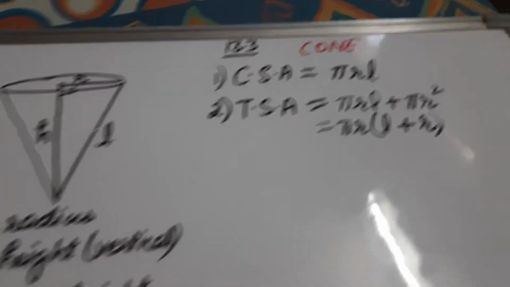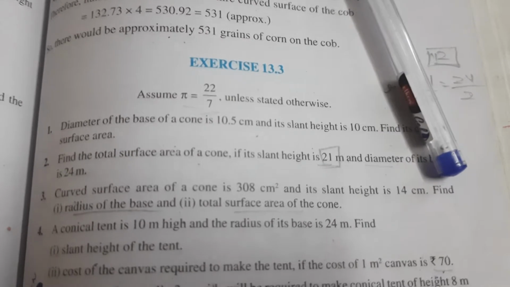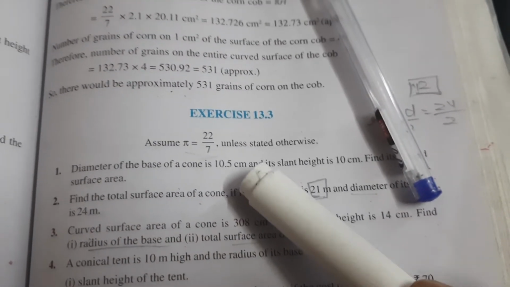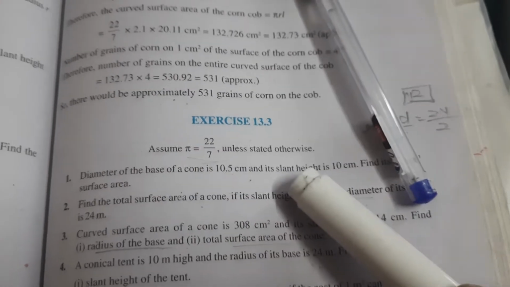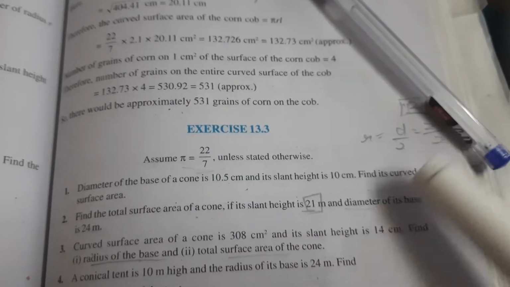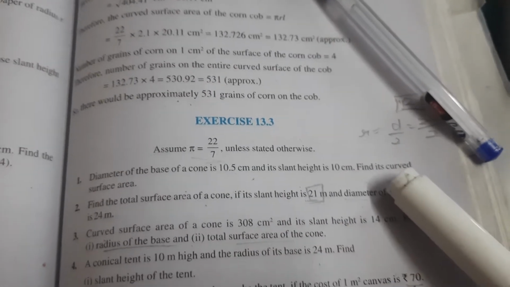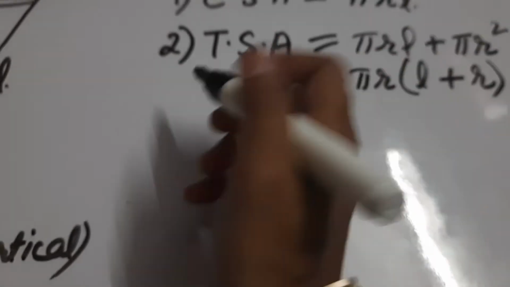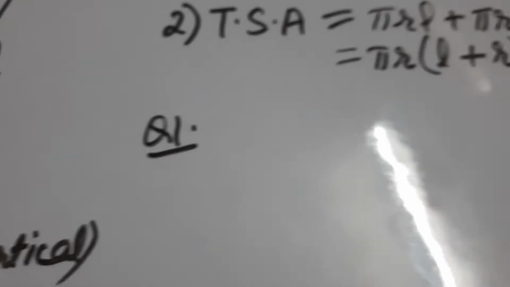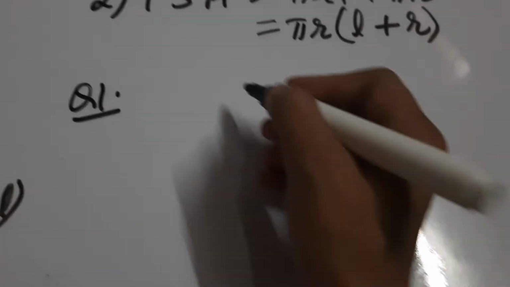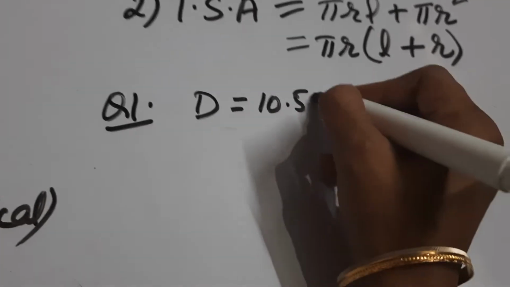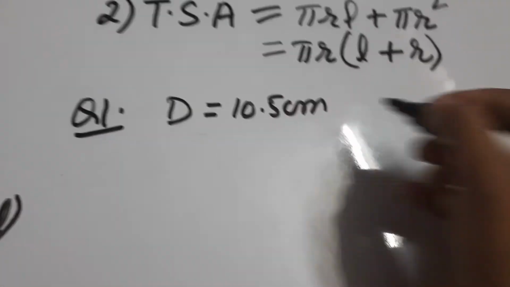So let us do the questions based on this shape. The diameter of the base of a cone is 10.5 centimeter and its slant height, means L, is 10 centimeter. Find out its curved surface area. So dear students, the question is very easy. Question number 1. In question number 1, diameter of the base is given to you 10.5 centimeter. But we need the radius.